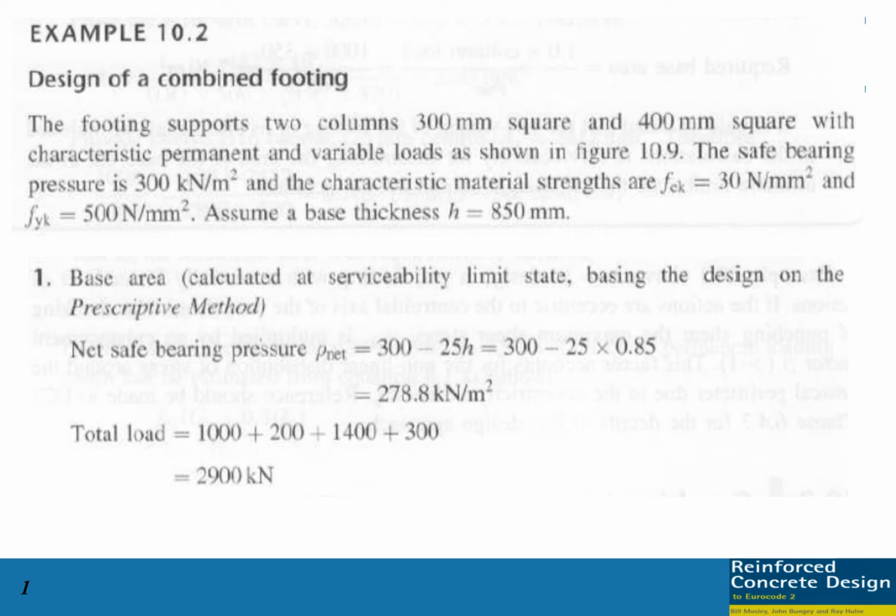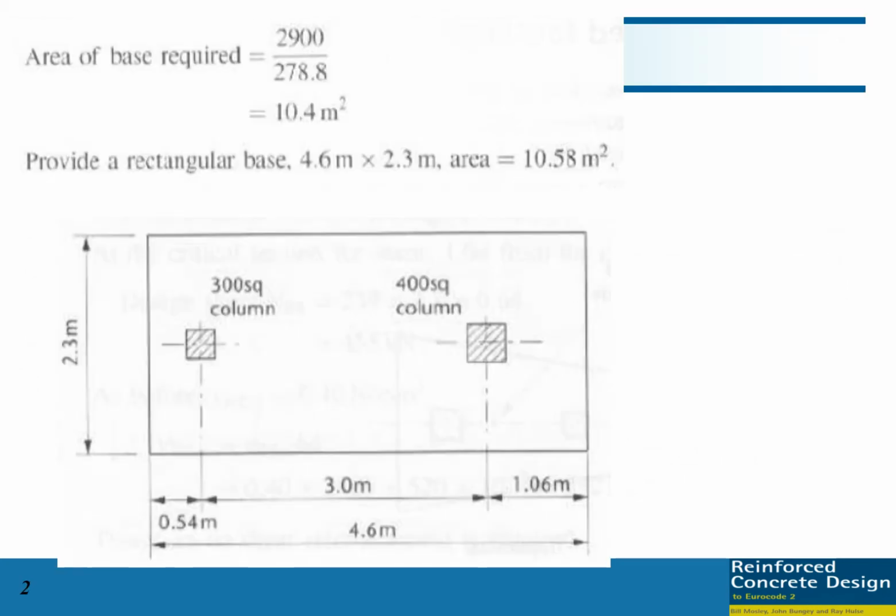From the next slide, in the figure, you can see the total load at the left side is 1000 plus 200, and the right side is 1400 plus 300. So the total serviceability load is 2900 kilonewton. As mentioned in the previous slide, here is the plan of the combined footing. The left side is the 300 by 300 mm column, and the right side is the 400 by 400 column.